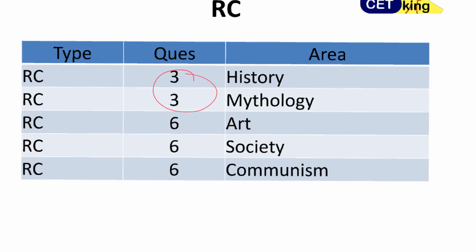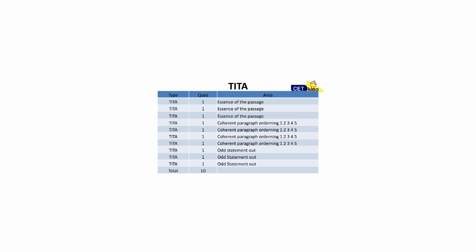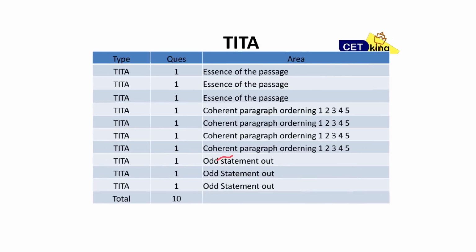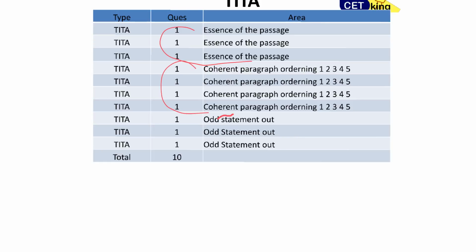The only number one change can be that the number of RCs can be more. Again, no surprise for the theta questions, which remain the same, but there are different kinds of questions coming here. We have essence-based questions, 3 questions on the essence of the passage. 4 questions on coherent passages, parajumbles: there are 5 statements and you have to arrange them in the right order. And 3 questions on odd man out. Odd man out and inference-based questions are 2 things which are new for most students, because we're not comfortable with those.